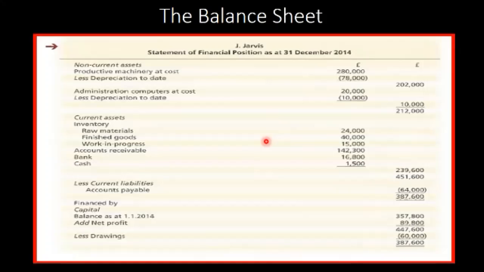You wouldn't get marks for balancing these here. What you get marks for is having these things under the correct heading here. So you have classified your assets and liabilities properly.